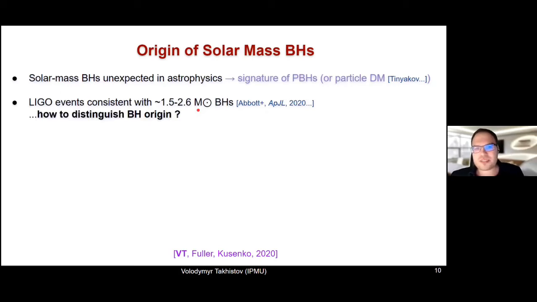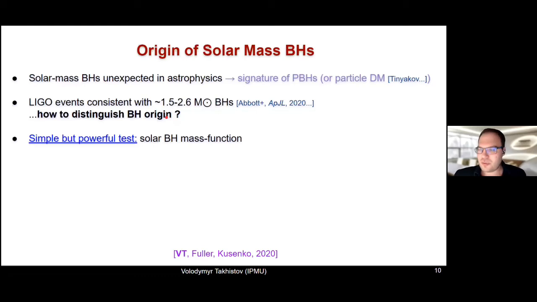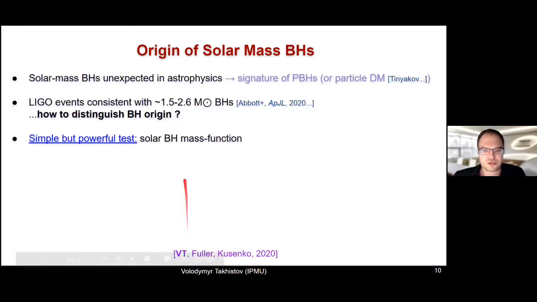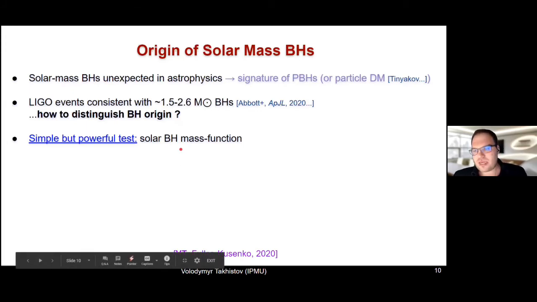And the obvious question is, okay, suppose you now have these candidate events, what do you do with them? How do you distinguish the origin of such black holes if they are there? But there's a very simple, powerful test that we proposed 2 months ago with Alex Husenko and George Fuller, which is to use the solar mass black hole function.